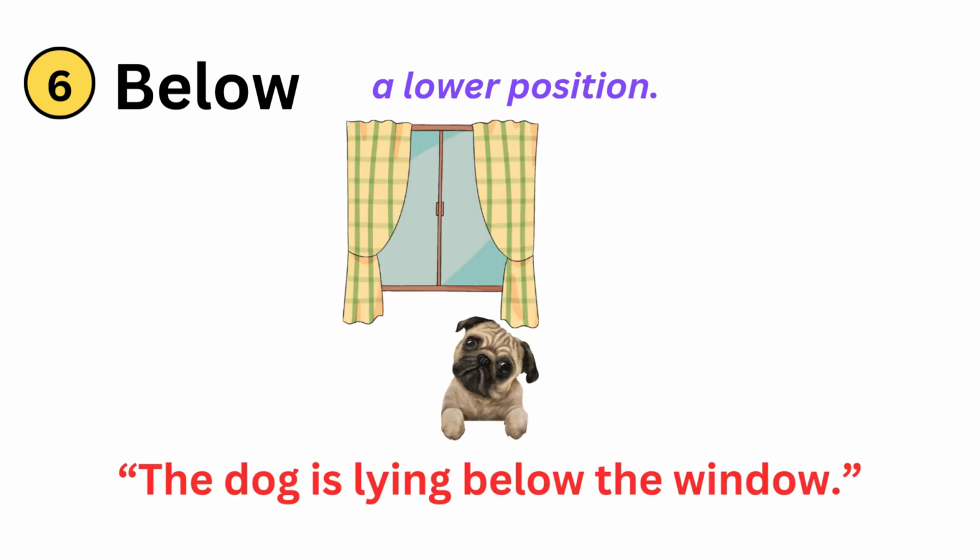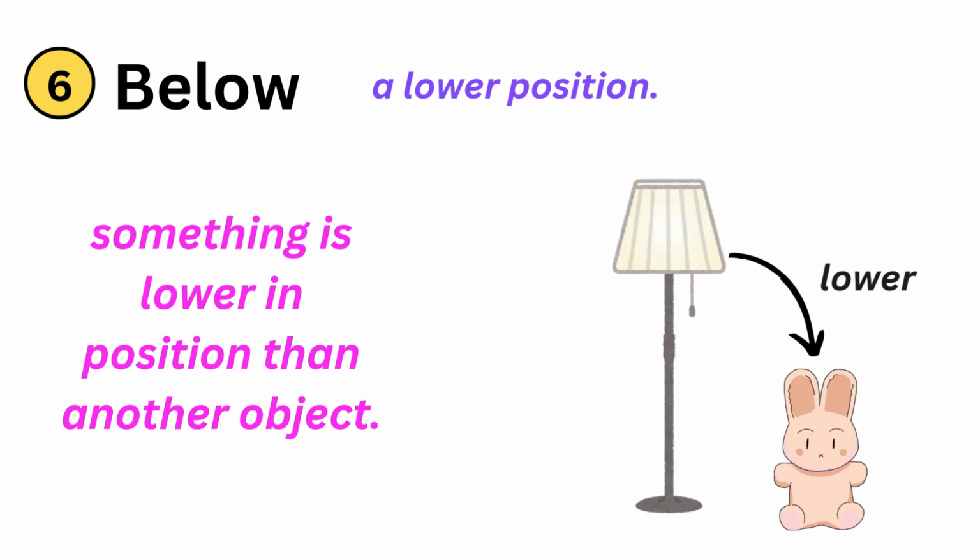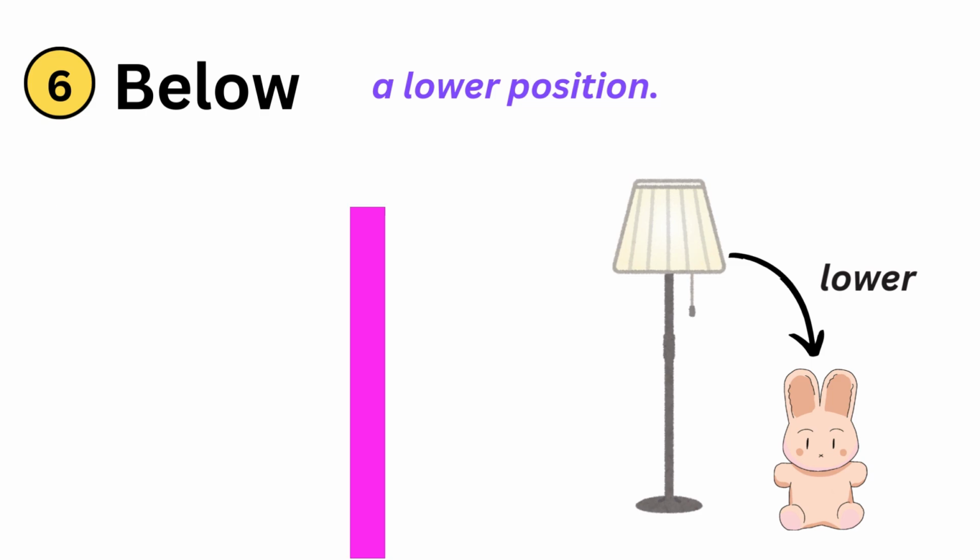Number 6. Below. It is the opposite of above, indicating a lower position. For example, the dog is lying below the window. Below is used because the dog is in a lower position than the window. Use below to show that something is lower in position than another point or object. It implies there's a gap or distance.